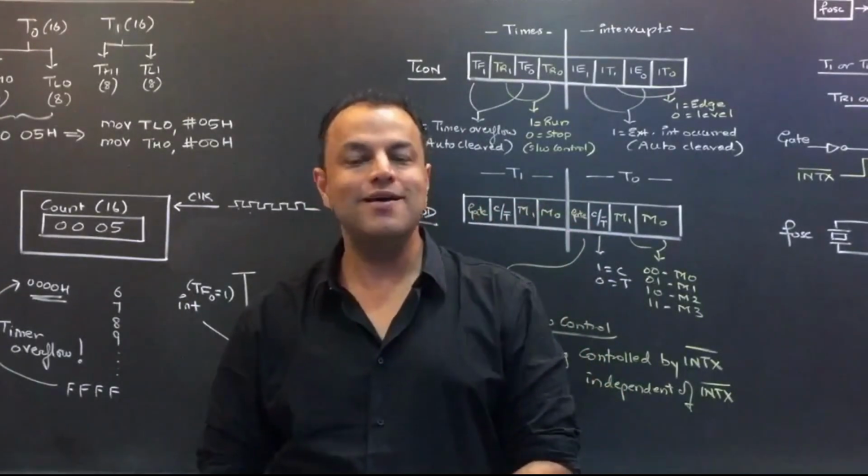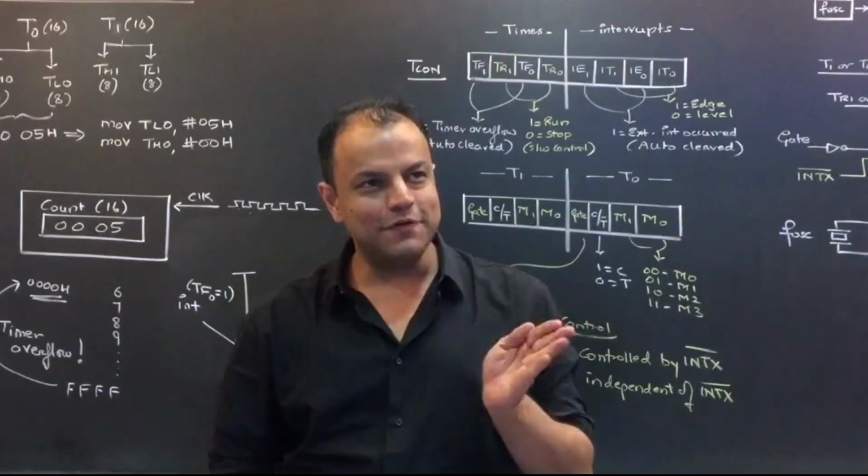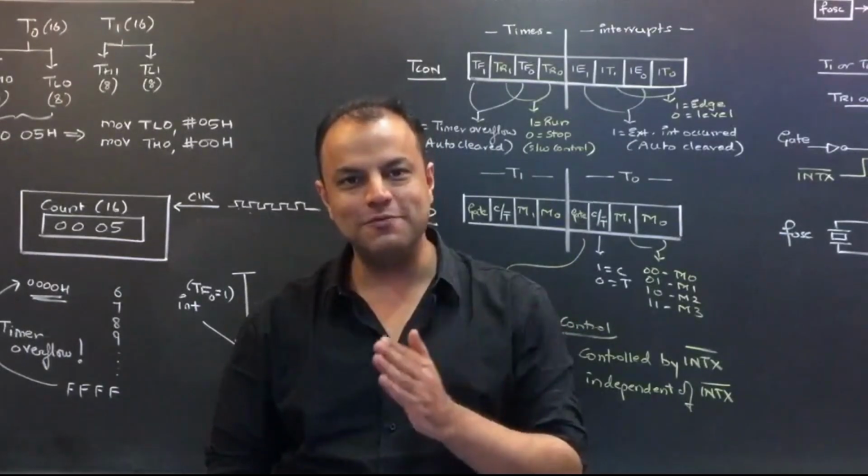So if you want to count 9 pulses, what will you load? FFFF minus 9 plus 1, that means FFFF minus 8.